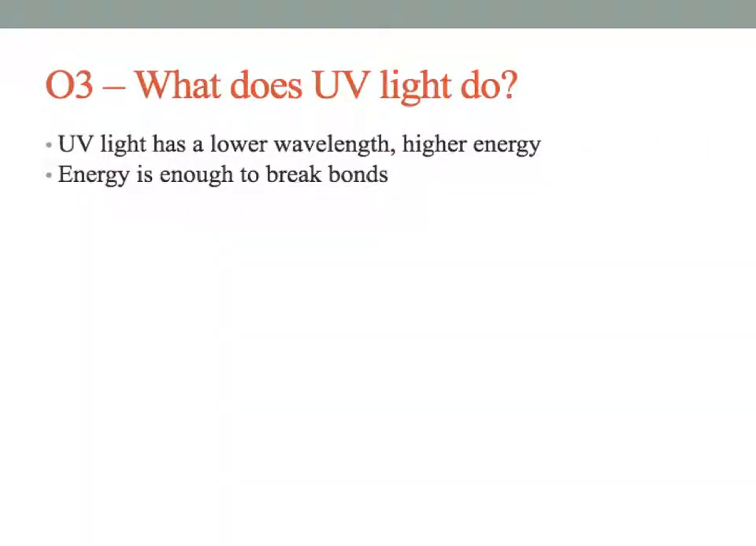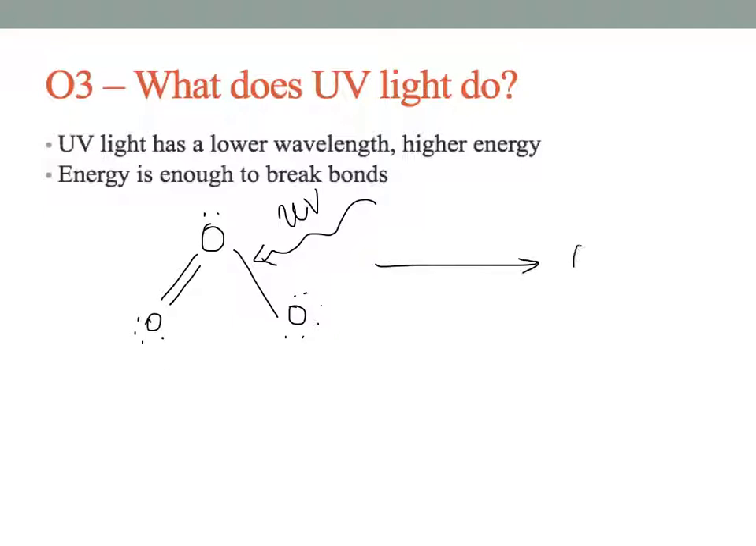Our favorite molecule right now is ozone. We know that ozone has a Lewis structure. It is a resonance stabilized structure, sort of like this. What happens when UV light strikes this? UV light is a highly energetic radiation, so the energy is enough to break the bonds and give you an O2 and an O.